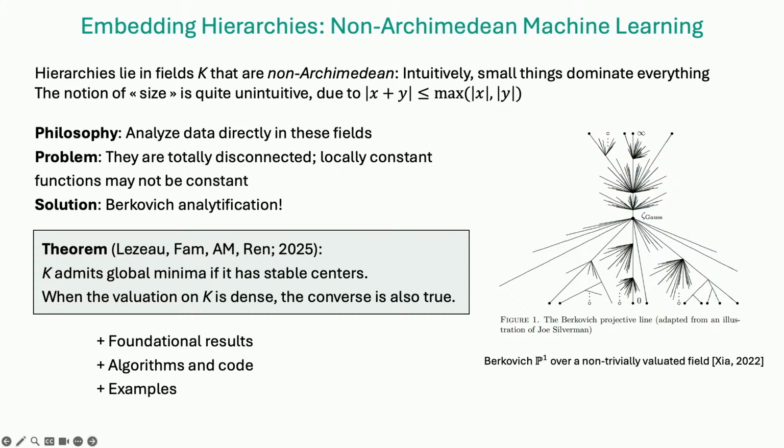So essentially the idea is Berkovich analytification, and it can get quite wild. Here is an example from a non-trivially valued field. This is not the case that we would look at for real data, but you have this kind of tree structure with infinite branching at each of the nodes. It can get quite wild, but they're very fascinating objects to work with, and people in analytic number theory work with this quite a lot.